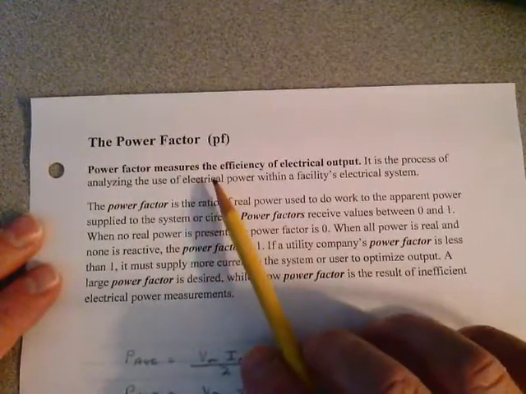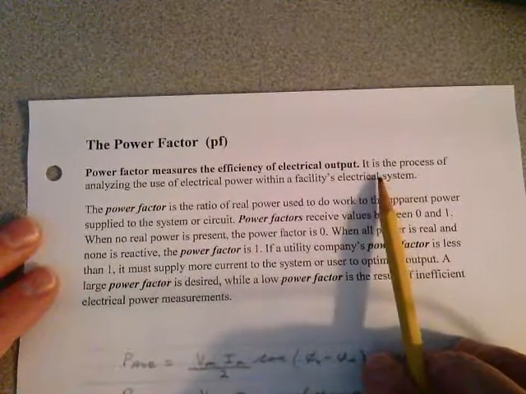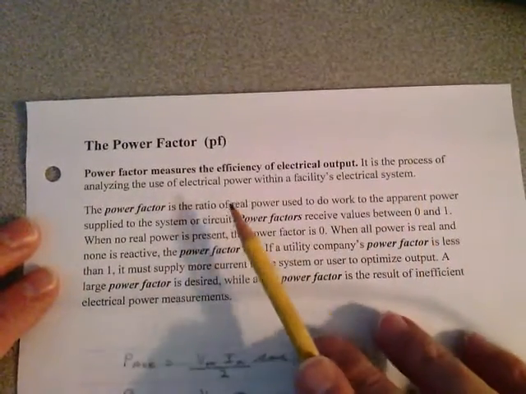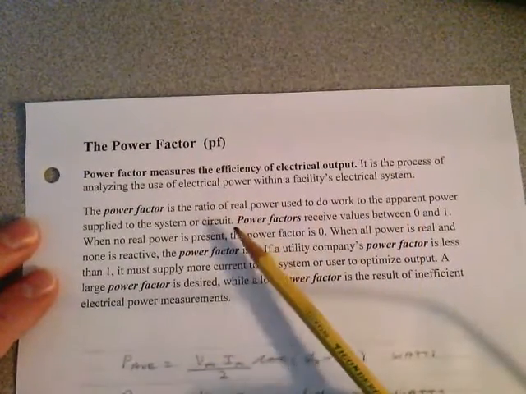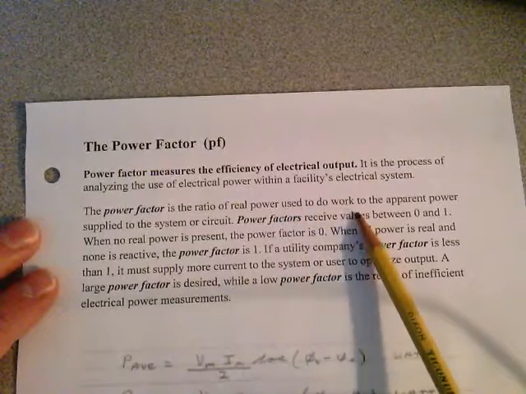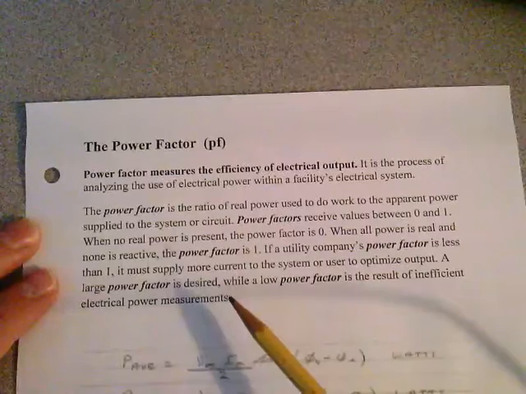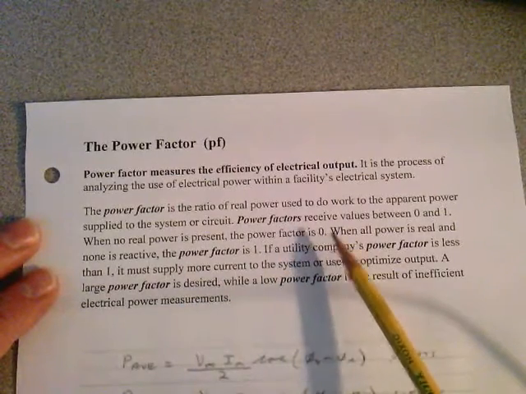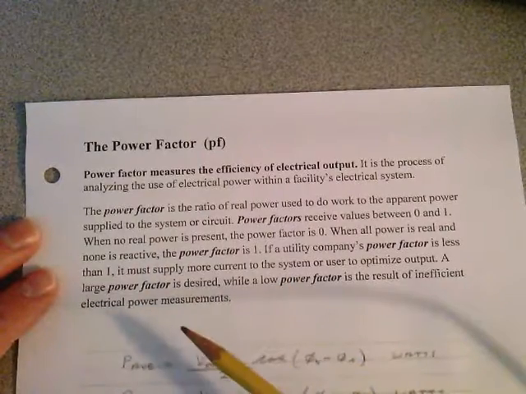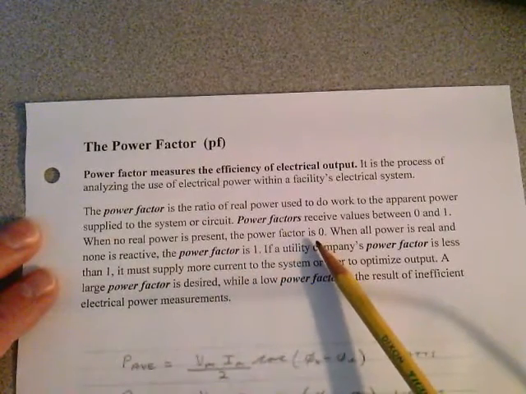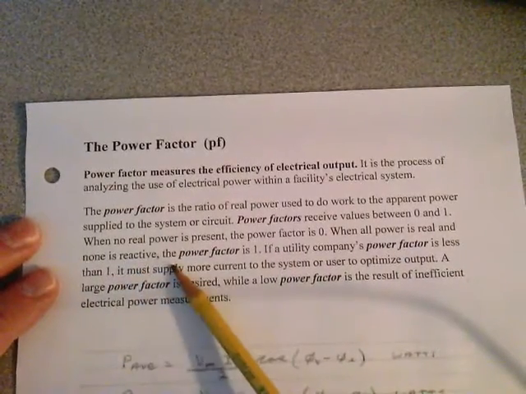Power factor measures the efficiency of electrical output. It is the process of analyzing the use of electrical power within a facility's electrical system. The power factor is the ratio of real power used to do the work to the apparent power supplied to the system or circuit. Power factors receive values between 0 and 1. When no real power is present, the power factor is 0. When all power is real, none is reactive, the power factor is 1.